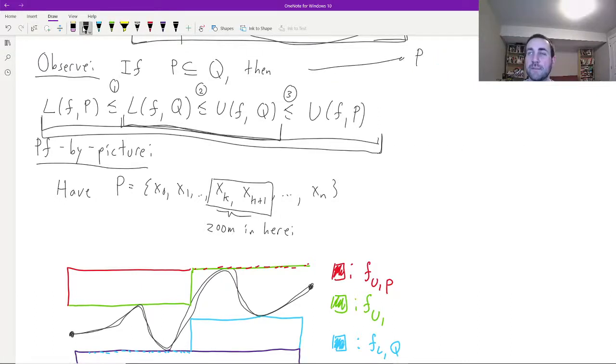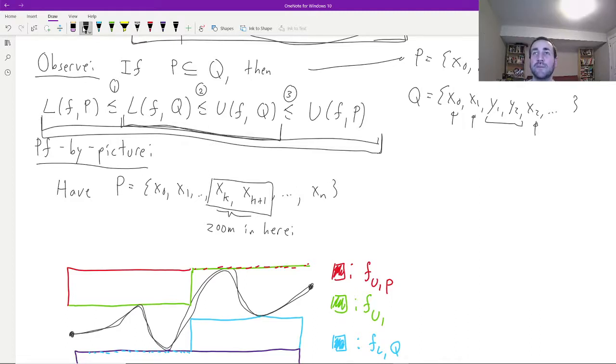Well, I can have a partition P, say x0, x1, all the way up to xn. What does Q look like? Well, it starts off at x0, maybe it has x1, then it adds in some new points, say y1, y2, before getting to x2, and so on and so forth. That is, it contains every element of P, but maybe it throws in some other elements as well. All right, so that's the situation.